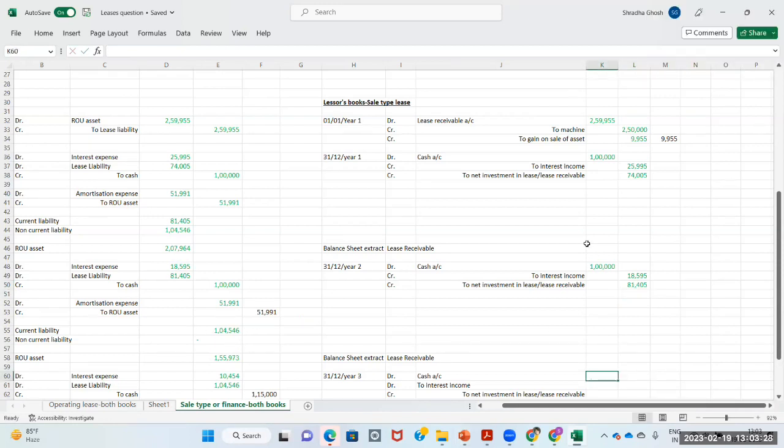Okay. Shraddha, I have a question. Yes, Anita, tell me. Why are you taking it as a right to use asset, like ROU asset, when it's his own asset? So why can't we debit the asset? For the tenure of the lease, we want the users, that's the reason you will not call it depreciation. You will call it amortization.